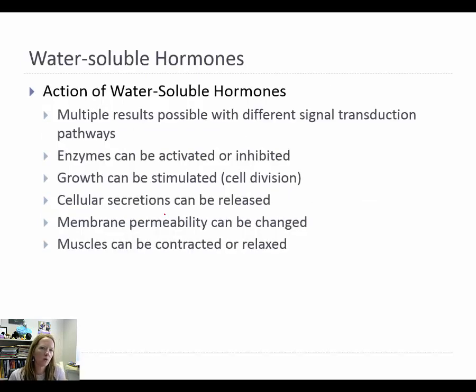So let's go back and talk about some of the actions of water-soluble hormones. You have to think about all the water-soluble hormones. There's going to be a lot of different things that they do. You have growth hormone. Obviously, that's going to stimulate growth. It's going to stimulate mitosis. What else do we have? Enzymes are activated or inhibited. Cellular secretions can be released. Membrane permeability, maybe it opens up another ion channel. Muscles will contract or relax, like smooth muscles of the uterus. So lots of different functions, it just depends on the hormone.